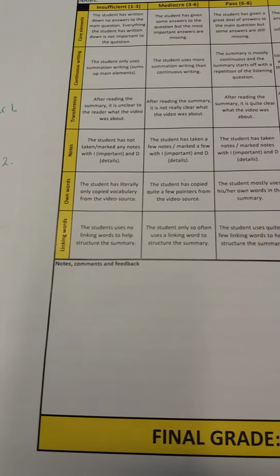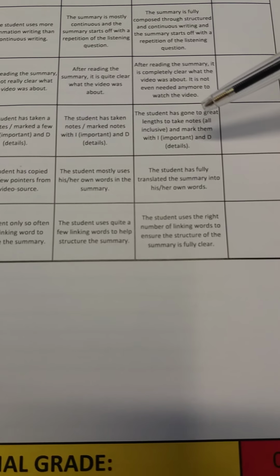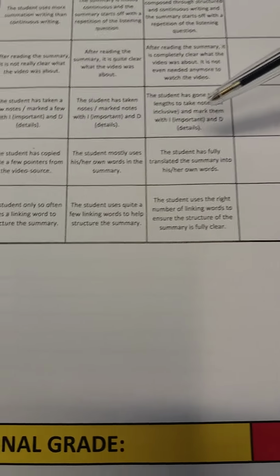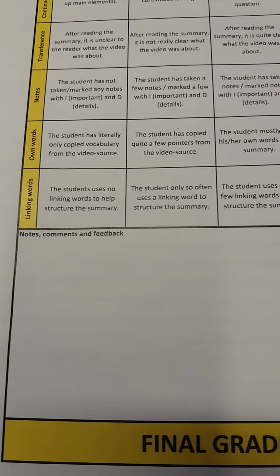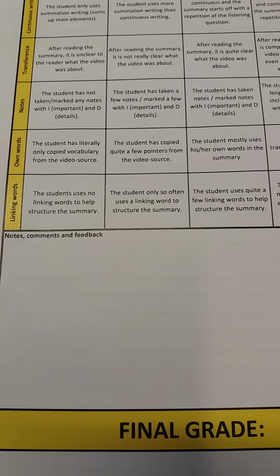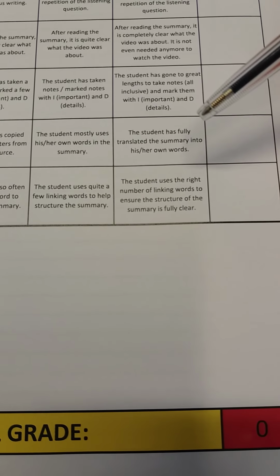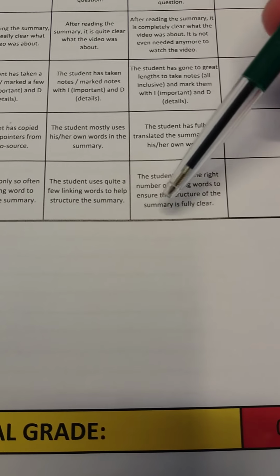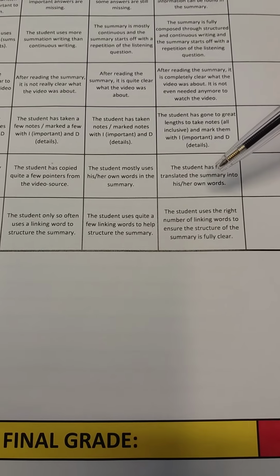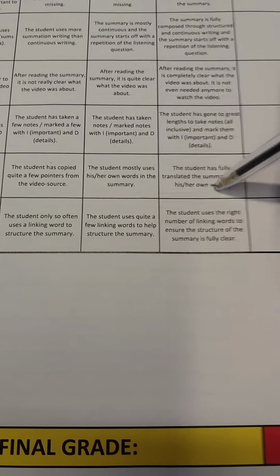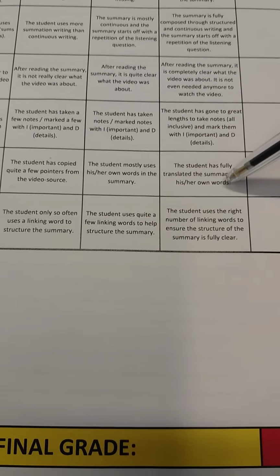And then we have the notes. The student has gone to great length to take notes, all inclusive, and mark them with I for important and D for details. And your own words. The student has fully translated the summary into his or her own words. So all the most important terminology should be put in your own words. And then the linking words, we just discussed it. The student uses the right number of linking words to ensure the structure of the summary is fully clear. The most important part, which is also a heavier weight factor, is this one. It's about your own words.